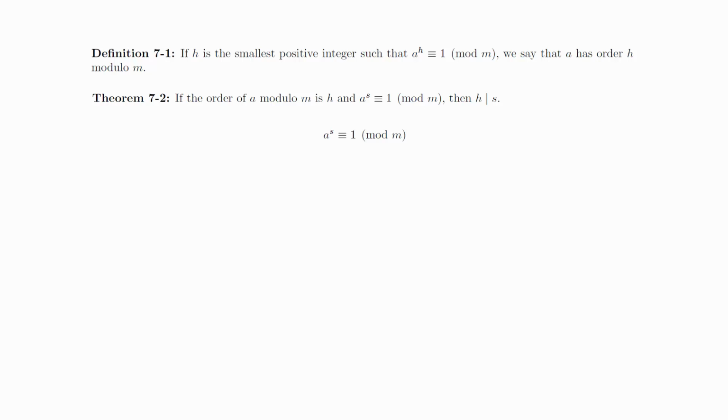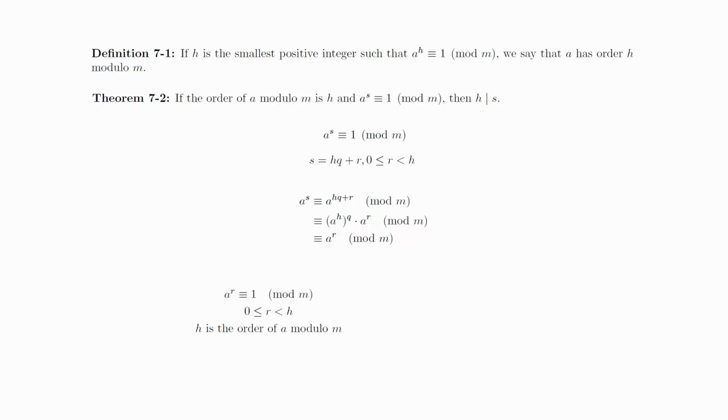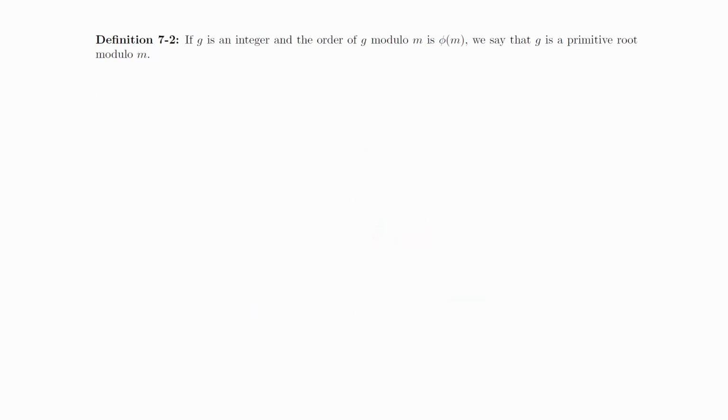Suppose that a to the s is congruent to 1 modulo m. By the division algorithm, there exist integers q and r such that s is equal to hq plus r, where 0 is less than or equal to r less than h. Now notice that by substituting this in and simplifying, we find that a to the s is congruent to a to the r modulo m. By assumption, we know that a to the s is congruent to 1 modulo m, which implies that a to the r is congruent to 1 modulo m. But since h is the smallest exponent for which this happens, and r is less than h, we must have that r is equal to 0. In other words, h must divide s.